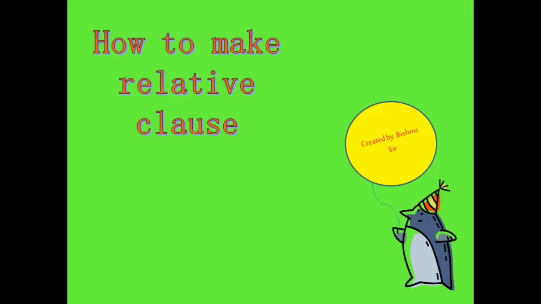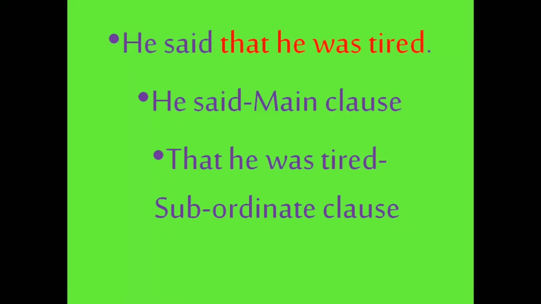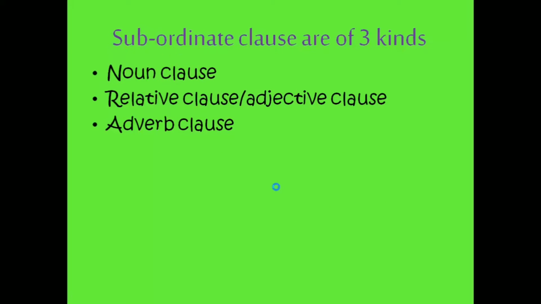Okay, before going to the topic, I would tell you something about subordinate clauses. A subordinate clause is dependent on the main clause. It makes a complex sentence. Let us take an example of a complex sentence. He said that he was tired. He said is the main clause, that he was tired is the subordinate clause. A subordinate clause begins with subordinating conjunctions. Subordinate clauses are of three kinds: noun clause, relative clause or adjective clause, and adverb clause.